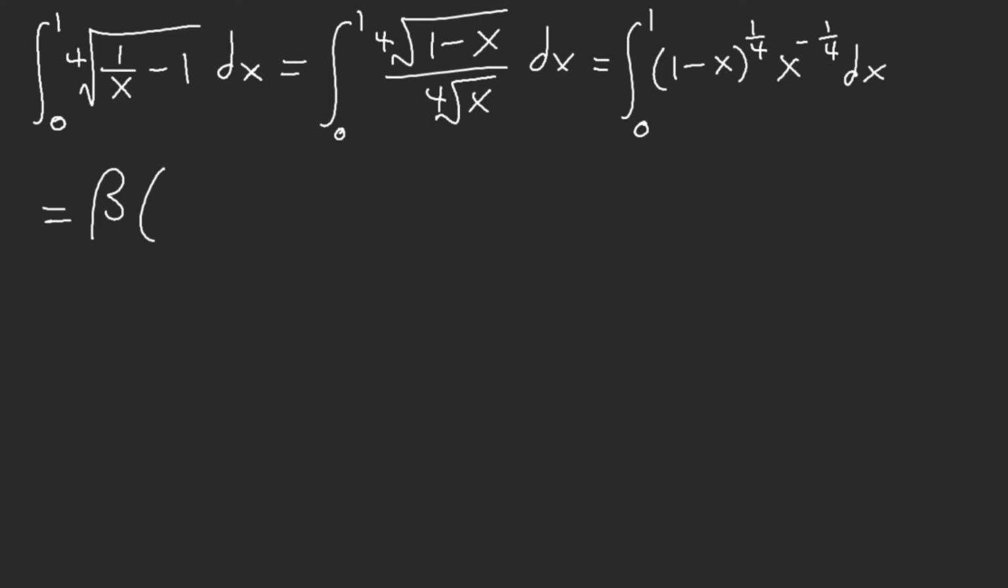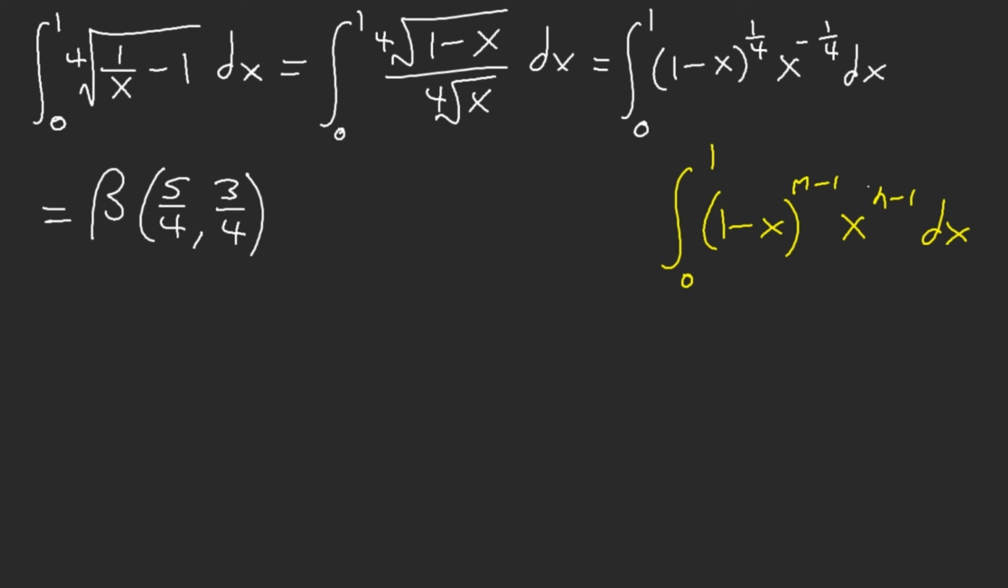Let's see, how does the formula go? It was from 0 to 1, (1 minus x) to the m minus 1, x to the n minus 1 dx, right? So that means that our beta function would be m here. So 1/4 equals m minus 1, so m would be 5/4. And then here, negative 1/4 equals n minus 1, so n would be 3/4.